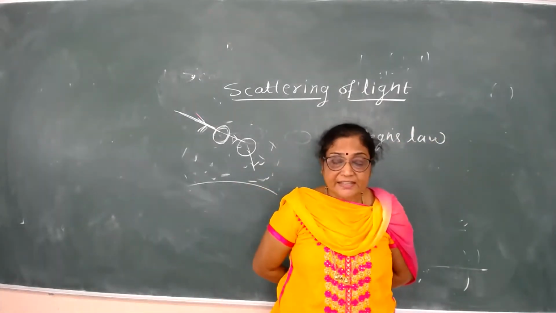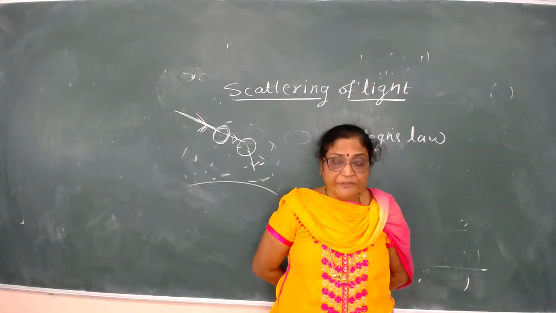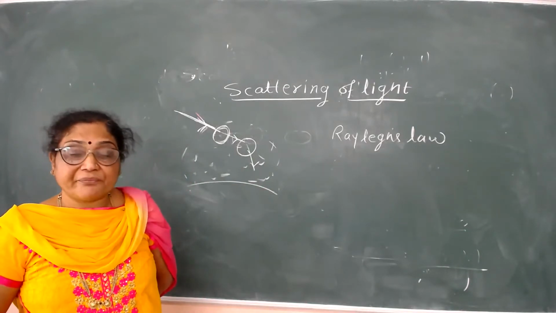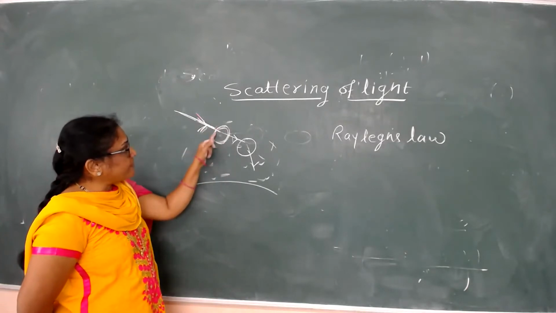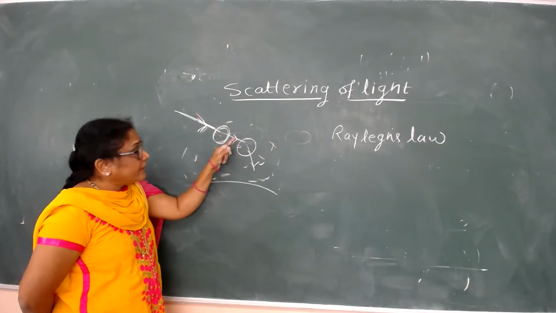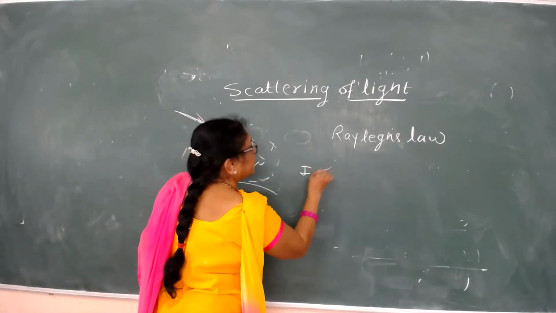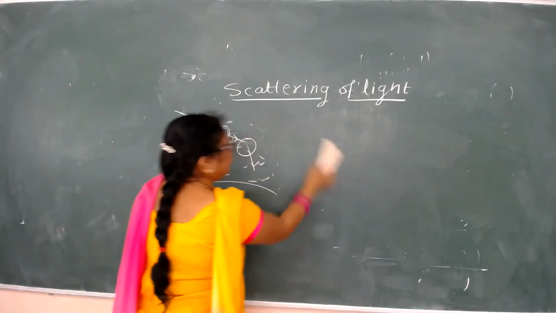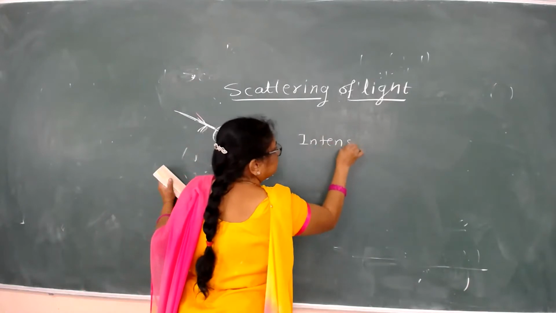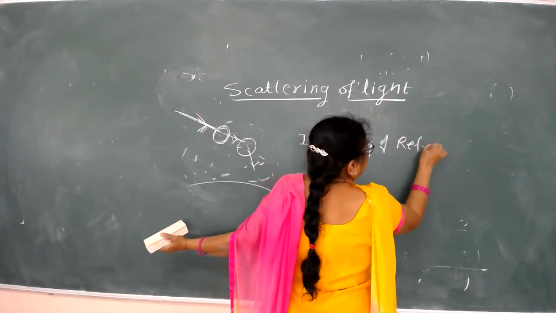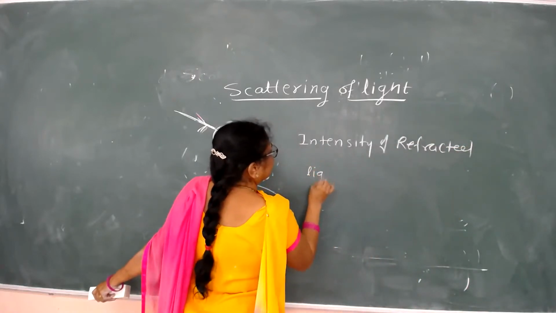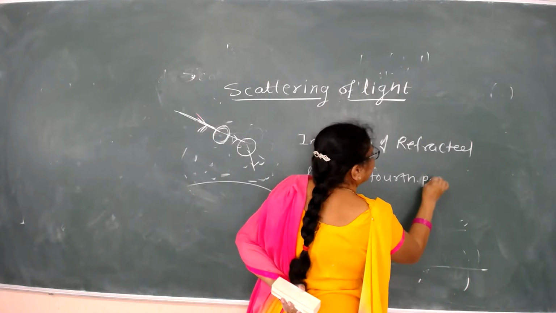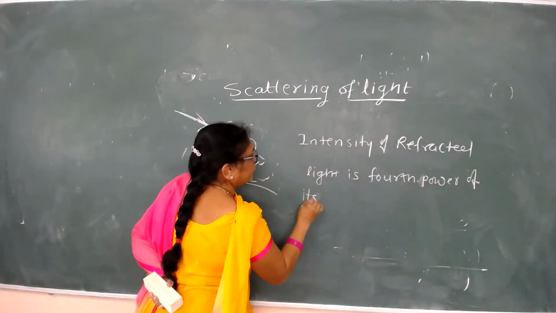According to Rayleigh, when the ray of light is incident on the molecules in the atmosphere, this is the incident light, and when it passes through the molecule, it is known as the refracted light. He said that the intensity of the refracted light is related to the fourth power of its wavelength.